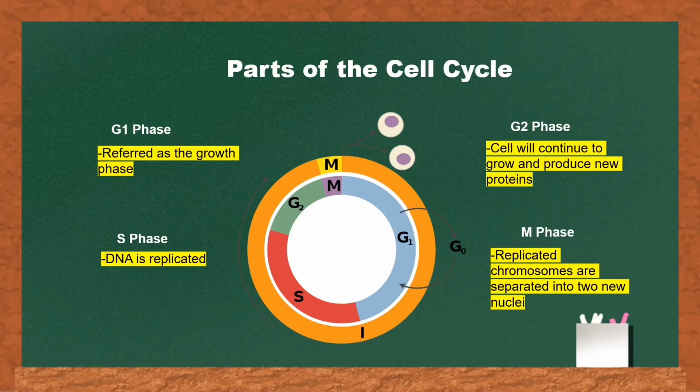Next, G2 phase or gap 2 phase is the third subphase of interphase in the cell cycle directly preceding mitosis. It follows the successful completion of S phase, during which the cell's DNA is replicated.